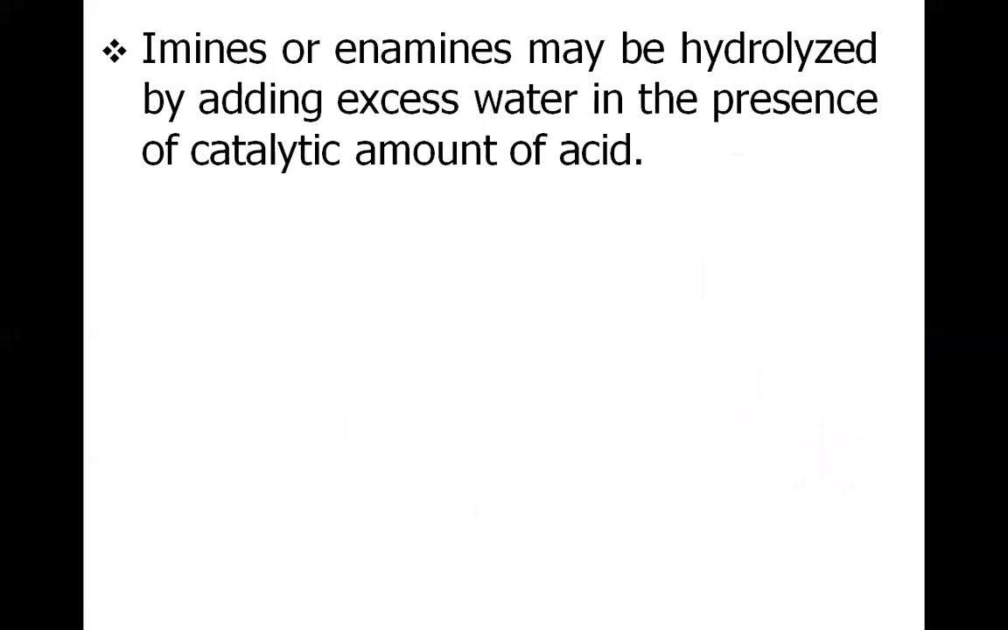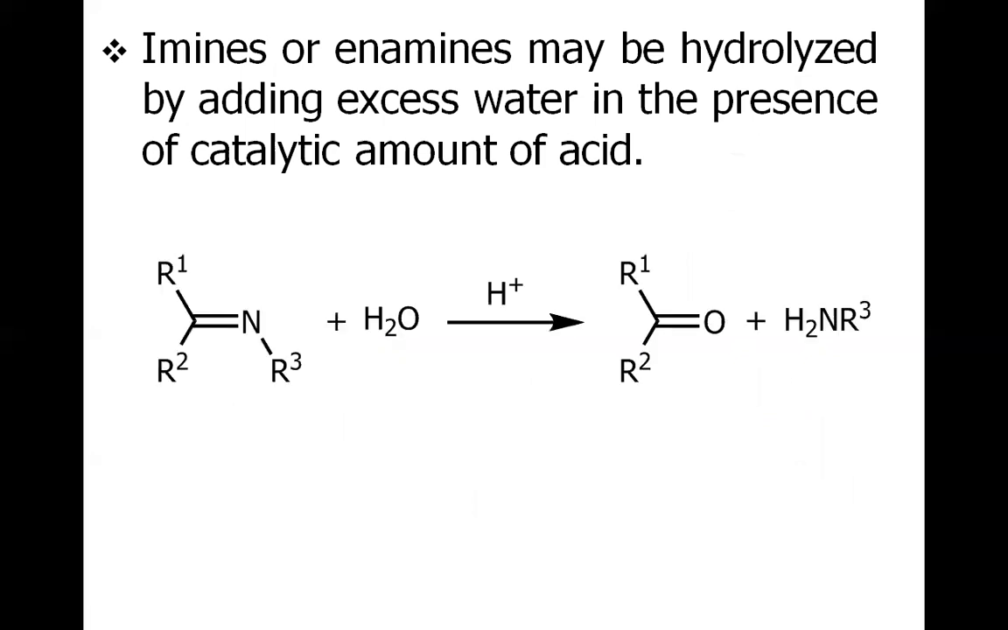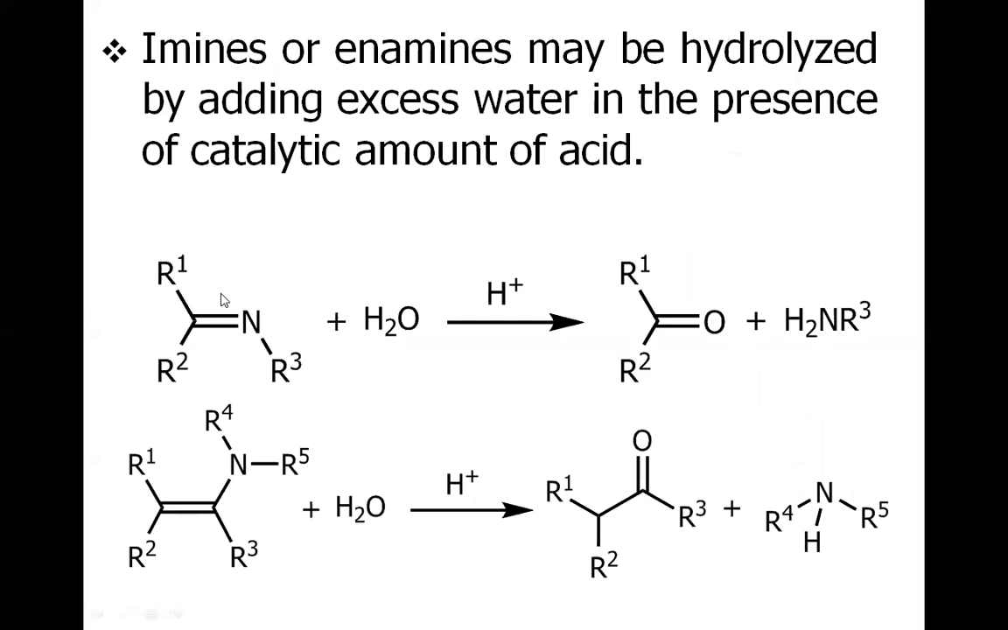Well, imines or enamines may be hydrolyzed by adding excess water in the presence of a catalytic amount of acid. So the way we made the imine or enamine may be reverted back if we add excess water under acidic conditions. So imine will give us back the aldehyde or ketone and the primary amine, and the enamine will give us back the aldehyde or ketone and the secondary amine.